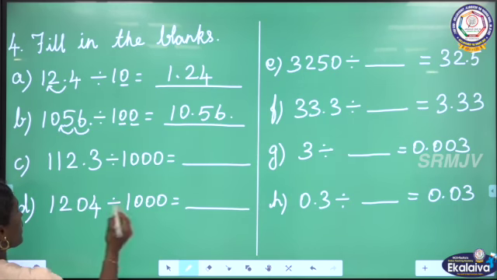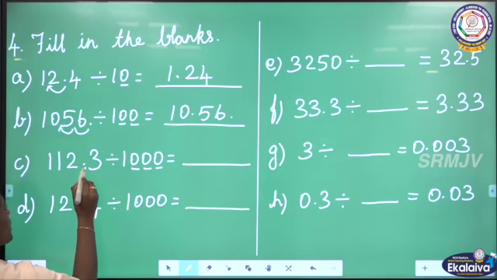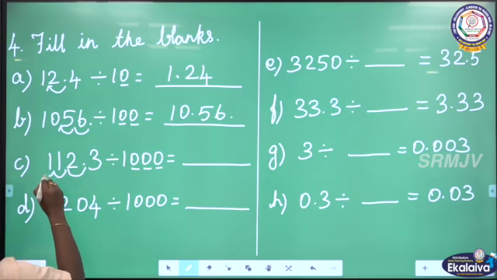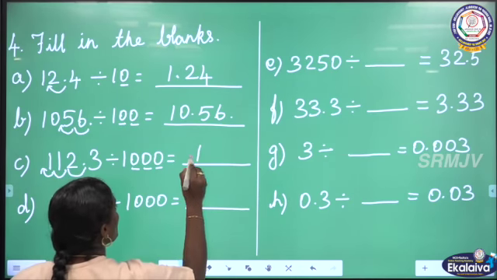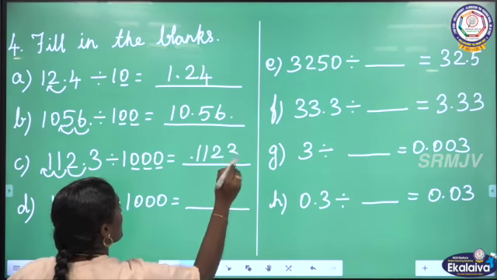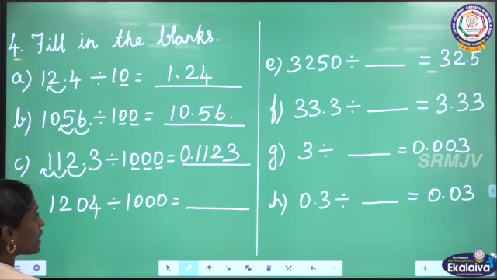Here 112.3 divided by 1000. Here 3 zeros are there, so we have to move the decimal point 3 places to the left. So the decimal point will come in front of 1. Here the whole number part is 0. So the answer is 0.1123.